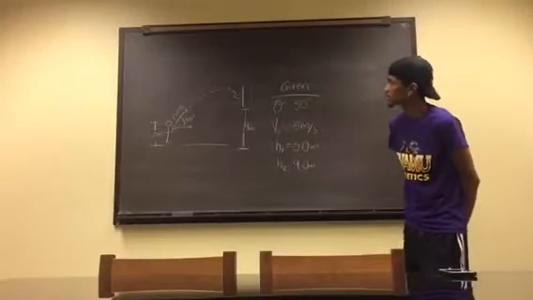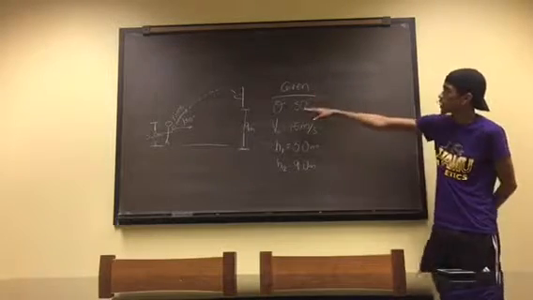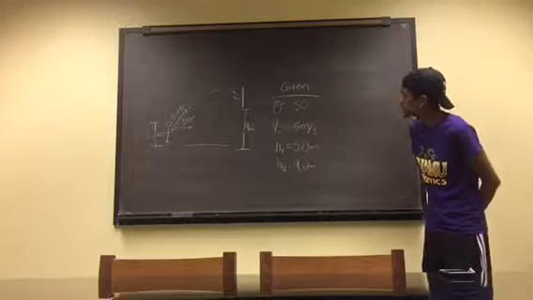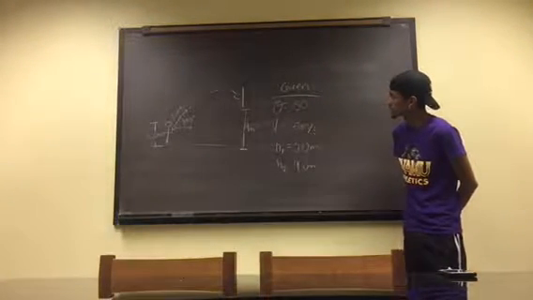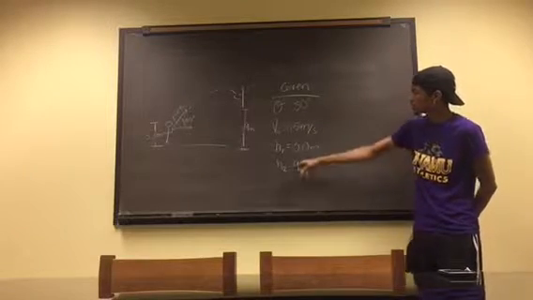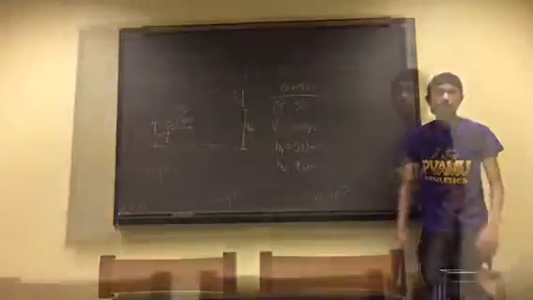Based on the experiment done outside, we can know that our givens would have an angle of 50 degrees. Our velocity would be 15 meters per second. The height 1, which is the person, would be 3 meters. And height 2, which is the distance from the ground to the goal, would be 9 meters.